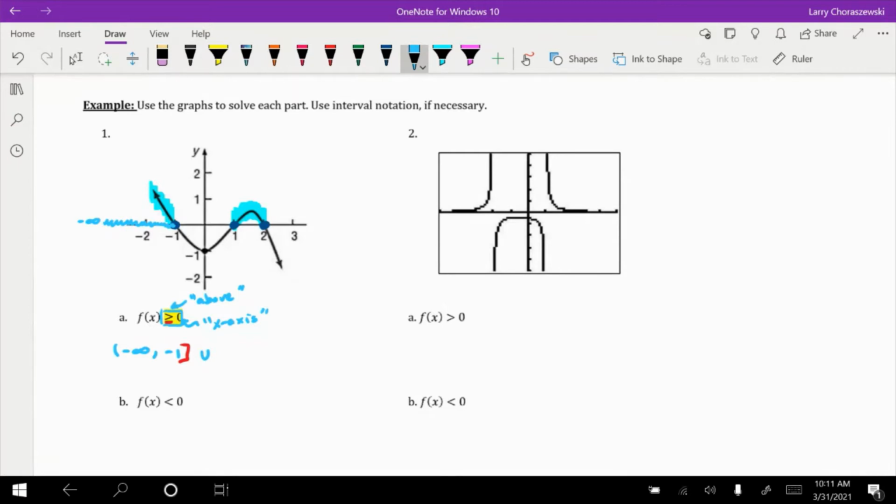You guys still with me? So how about the x values between 1 and 2? And again, we can include those zeros of 1 and 2 because of the bar.